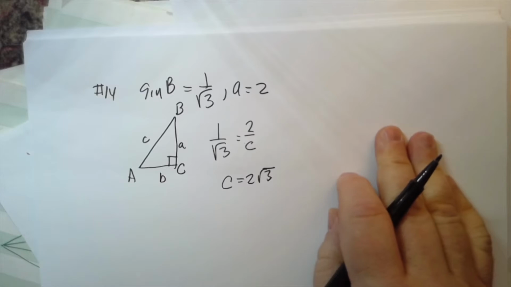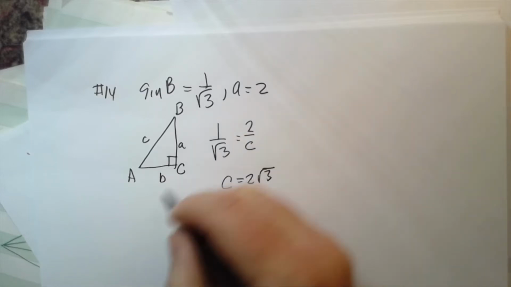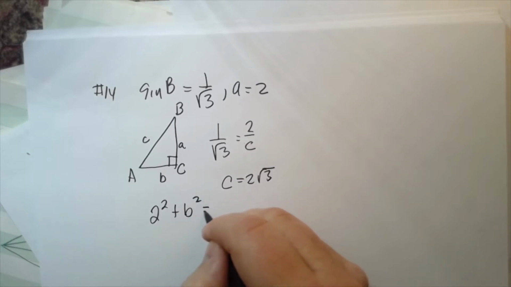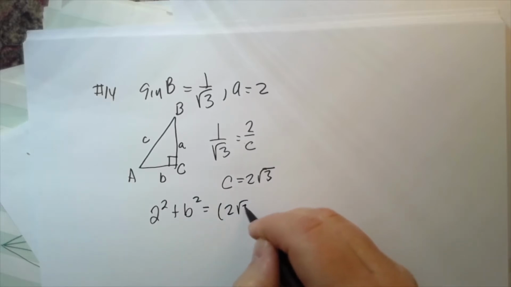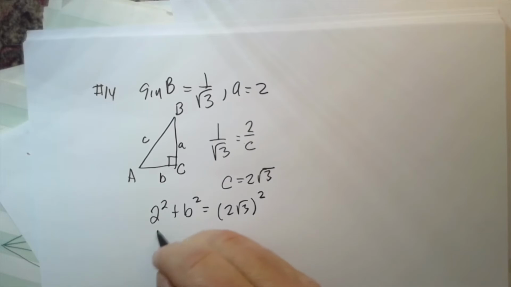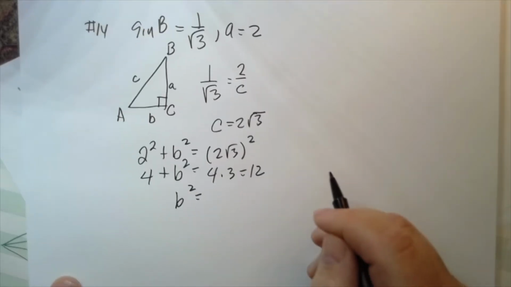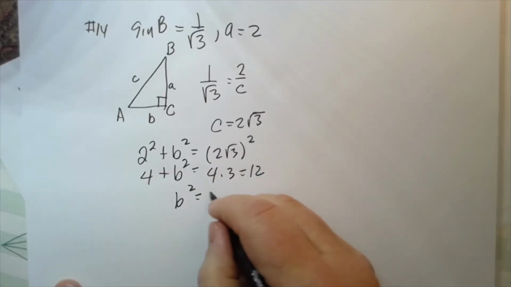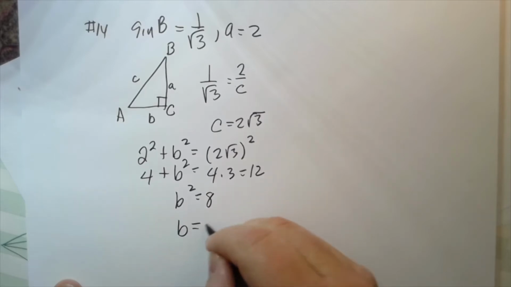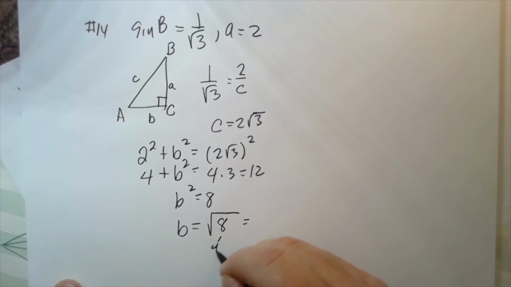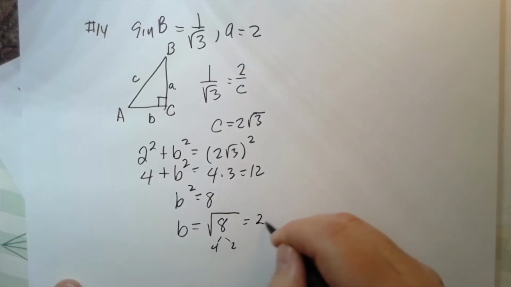So now again we can just use the Pythagorean theorem, right? So we get 2 squared plus b squared is equal to c squared. So this is 4 plus b squared is equal to 4 times 3, which is 12. So b squared is, subtract the 4 over to this side, we get 8. So we get b is square root of 8, which that's 4 and 2. So square root of 4 is 2, square root of 2.